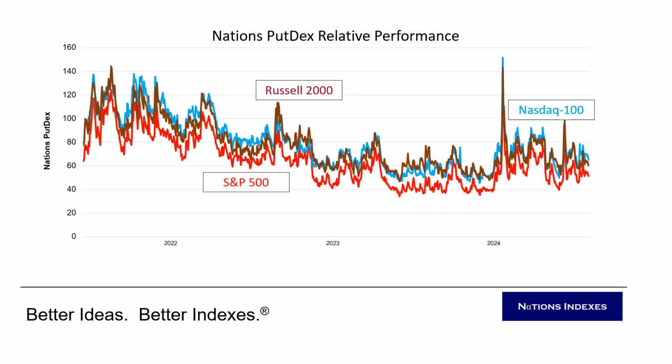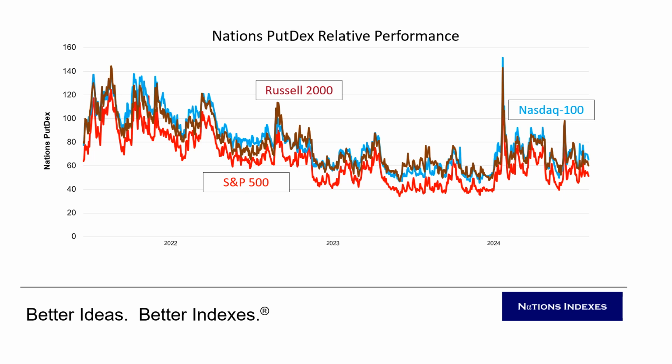That makes sense, because the S&P generally displays less realized volatility than either of those other indexes. Less realized volatility leads to lower option prices. Another important lesson is that these three flavors of PutDex rarely show significant divergence. They tend to move together and maintain the relative relationship.